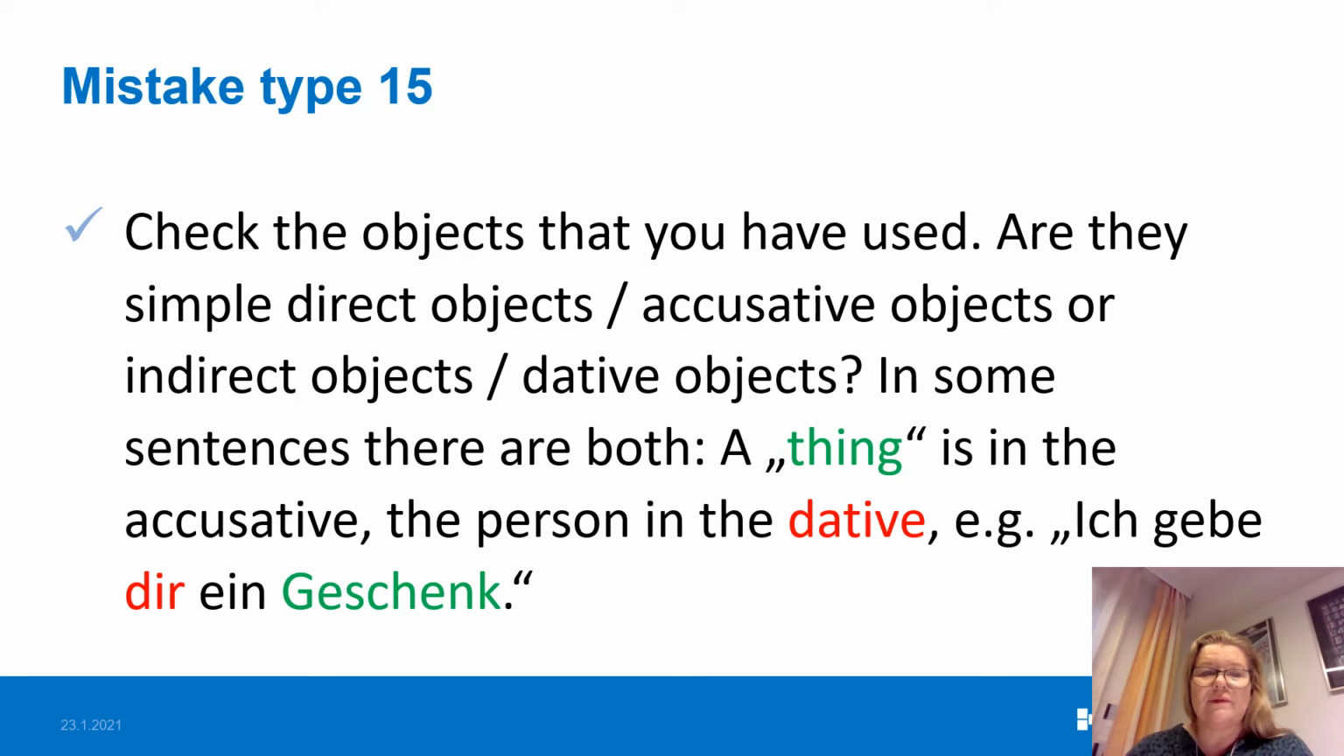Mistake type 15. Check the objects that you have used. Are they simple direct objects, that means accusative objects, or indirect objects, dative objects? In some sentences, they are both. A thing is in the accusative and the person is in the dative. For instance, in the sentence, ich gebe dir ein Geschenk. So the person you give the gift to is in the dative and the gift itself is in the accusative.